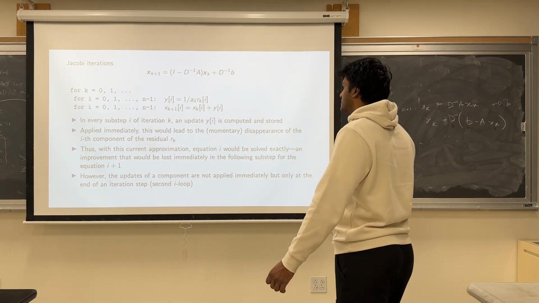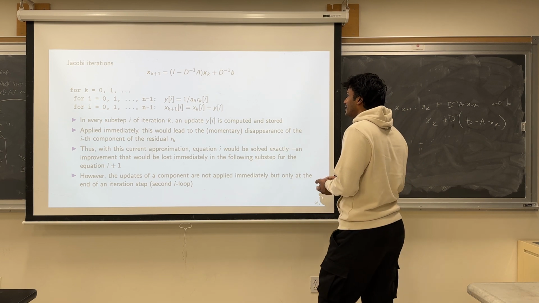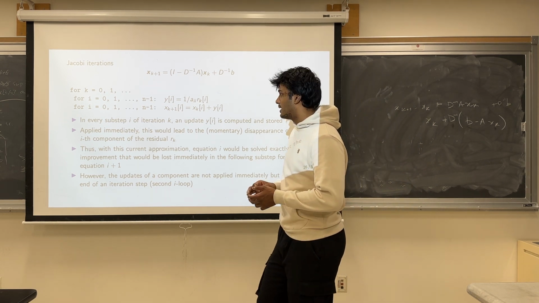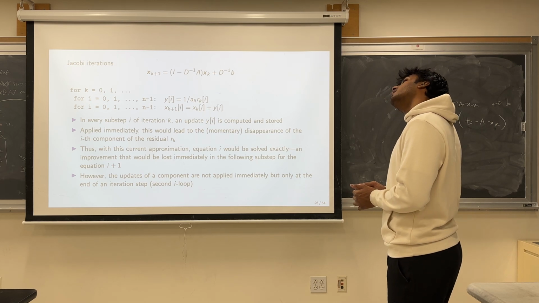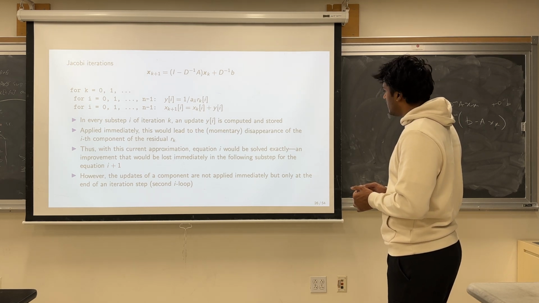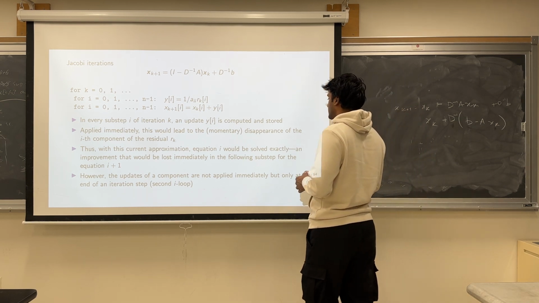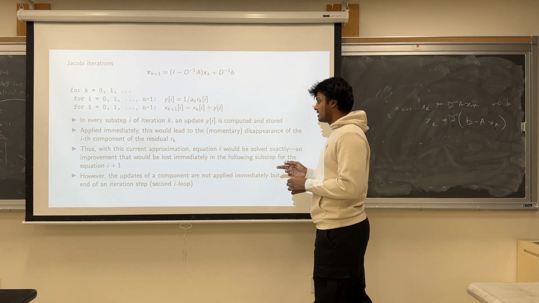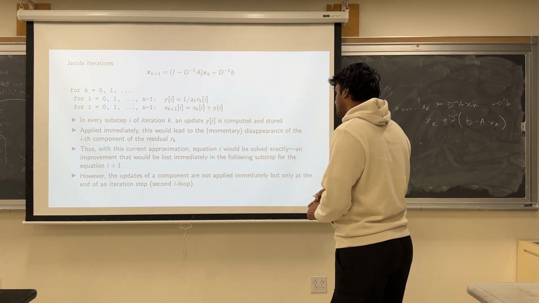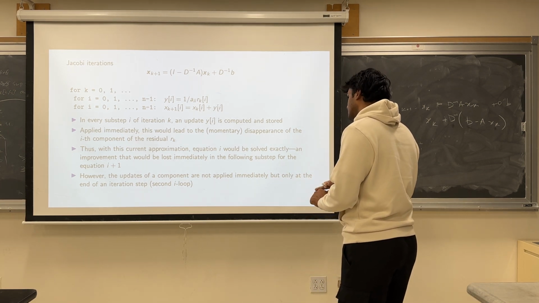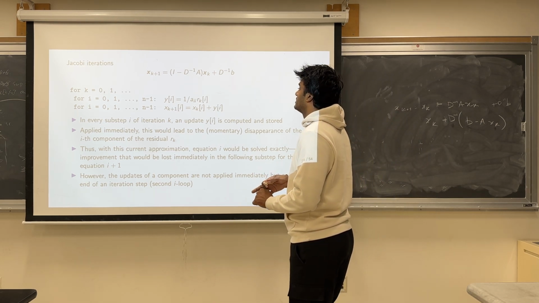So in every substep i of iteration k, an update y_i is computed and stored. Applied immediately. Thus, with the current approximation, equation i will be solved exactly, and improvement will be lost. However, the updates of a component are not applied immediately, but only at the end of the iteration step. I don't know what this guy is talking about.